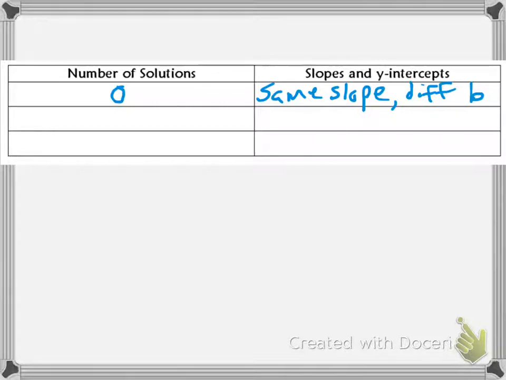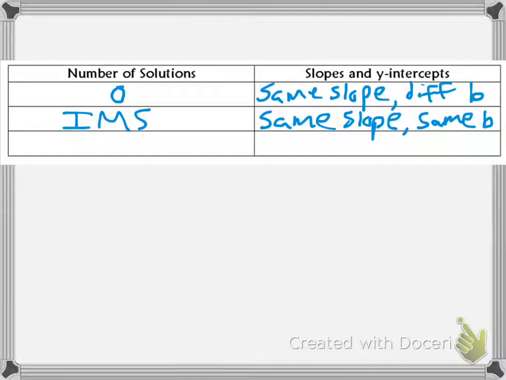I could have infinitely many solutions, so they have every point in common. That's if they have the same slope, but at the same time they have the same y-intercept. That just means they're the same line. They're sitting right on top of each other. And then the old case that we were doing, I could also get one solution back. That's just if they have different slopes.